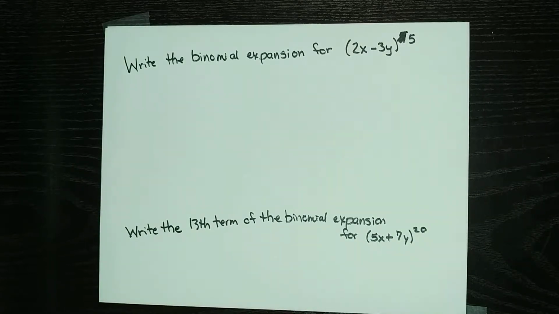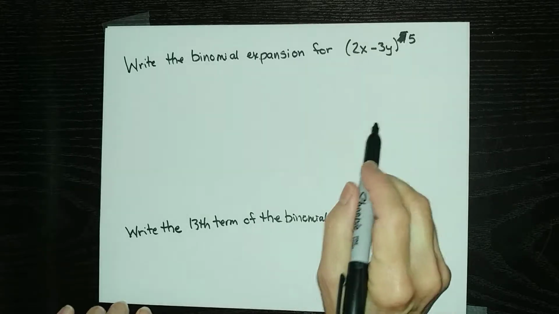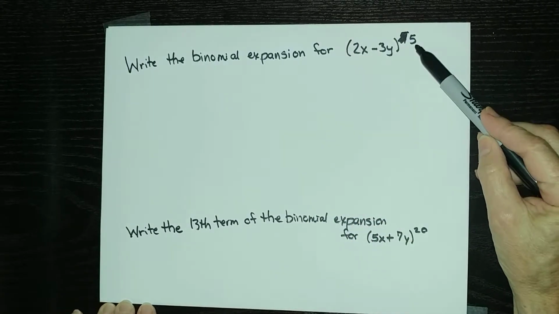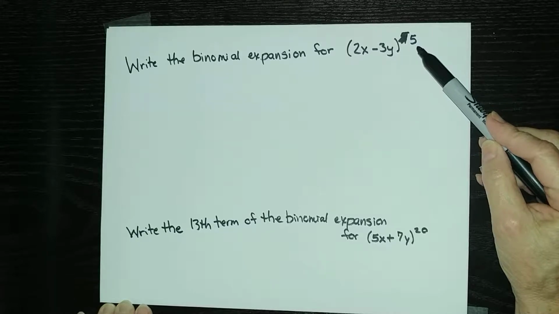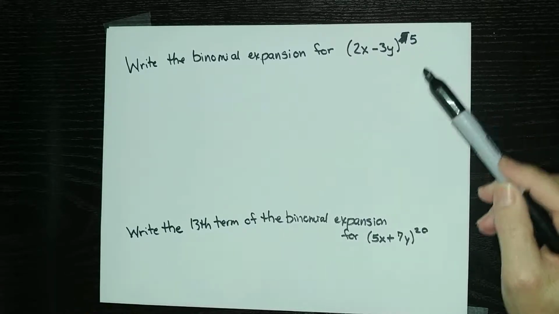This video shows how to use the binomial theorem to expand a binomial raised to a positive power. So we're going to write the binomial expansion for this binomial, 2x minus 3y raised to the fifth power. Originally I was going to do it to the seventh, but that's just too many terms, so I just decided to do 5. There's always going to be one more term than the power. The power is 5, so that means there's going to be 6 terms.